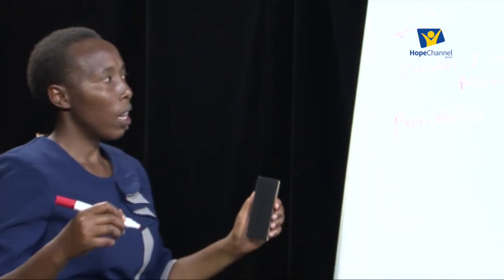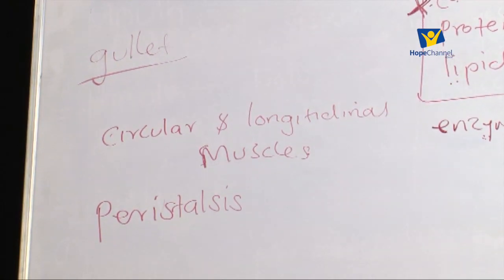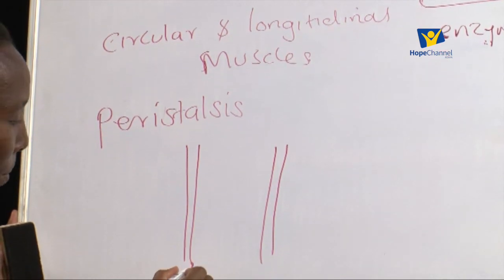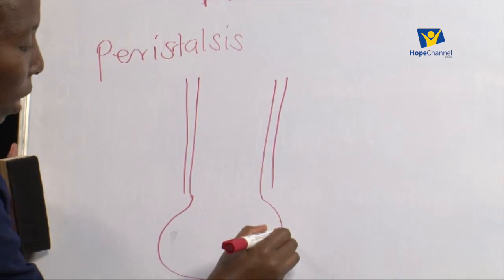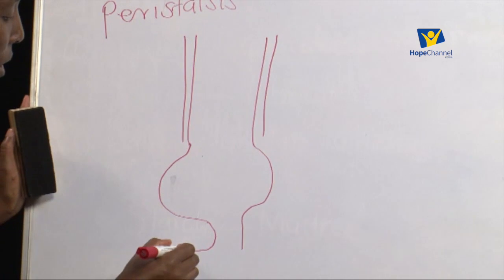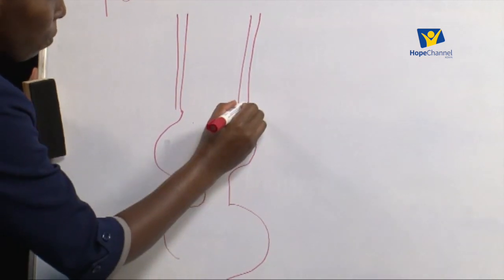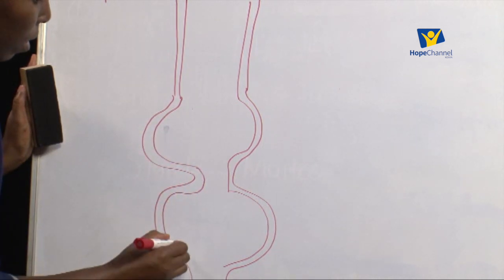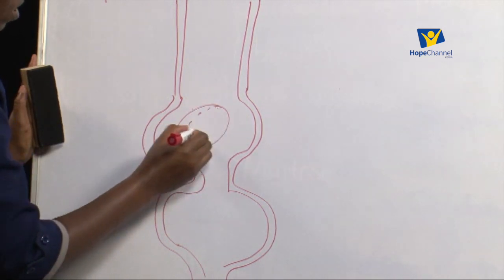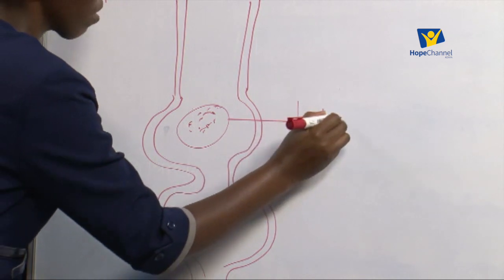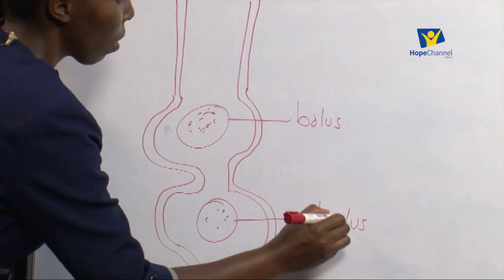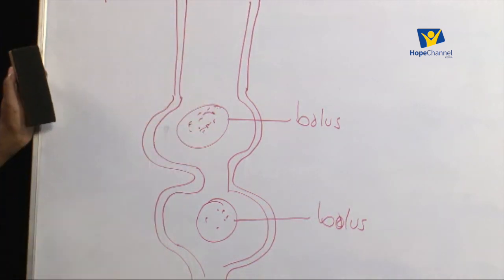So the circular and the longitudinal muscles contract and relax. In the process, they create a wave-like motion. Assuming this is the gullet, we have the muscles here. When the circular muscles contract, the longitudinal muscles relax. When the longitudinal muscles contract, the circular muscles relax. So at the end of the day, the food is going to move down the esophagus, that is the gullet, through a process we call peristalsis. We want to assume this is our food in the form of bolus. This is another food in the form of bolus. So the whole process is what we refer to as peristalsis.